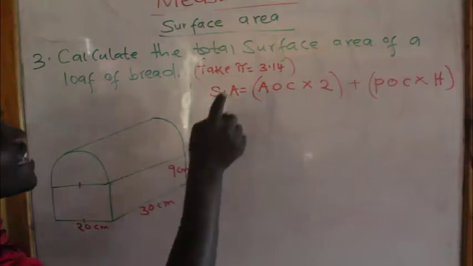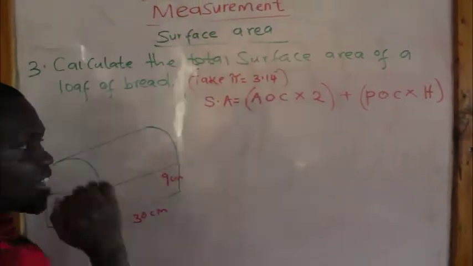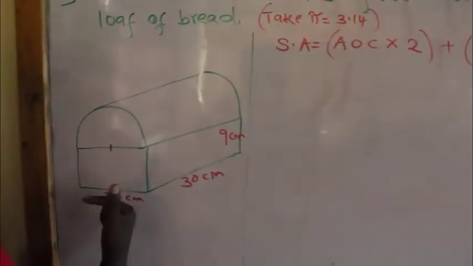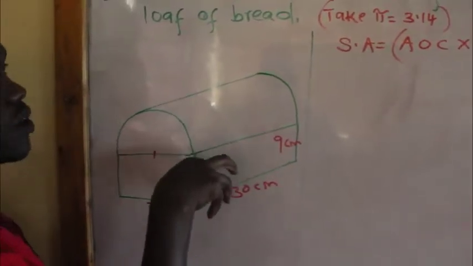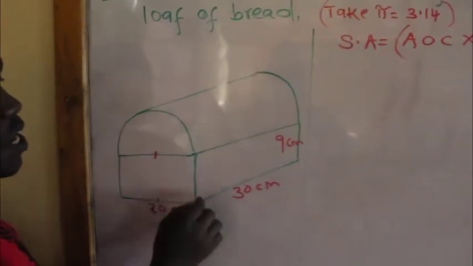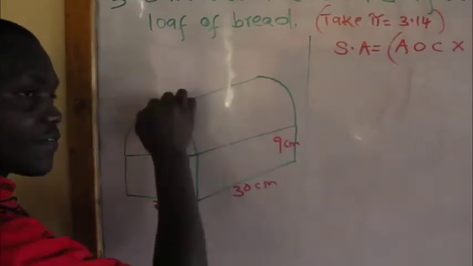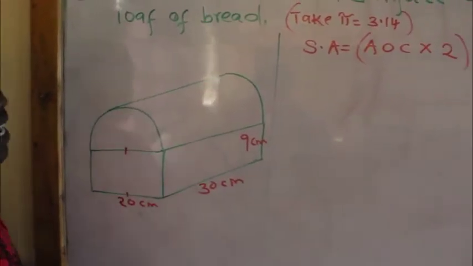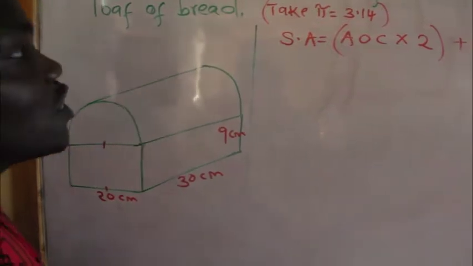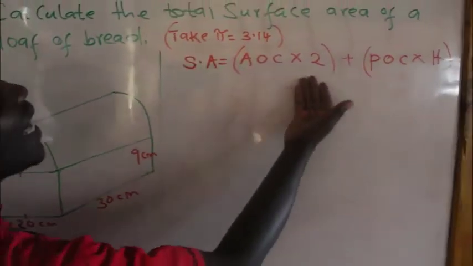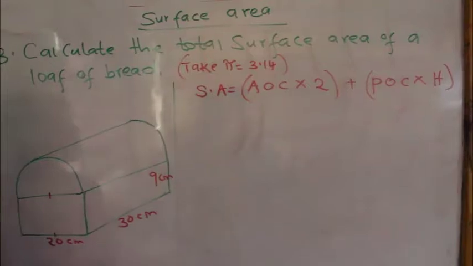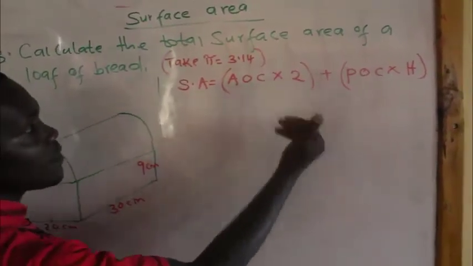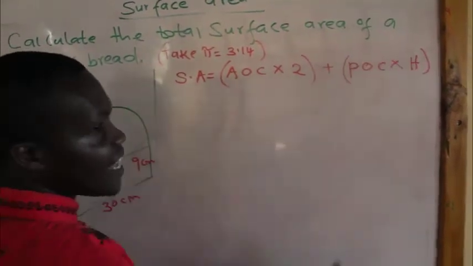I told you a surface area means area of every surface. So if you look at this figure, it has got so many surfaces which are combined to form this loaf of bread. So in order to find the total surface area, we'll be forced to find the area of every surface which is contained here. Then at the end of it, you're going to add to get the total surface area. But because I've given you a very simple formula, we still apply our own formula here to arrive at our answer. So still our formula remains ARC times 2 plus POC times height.